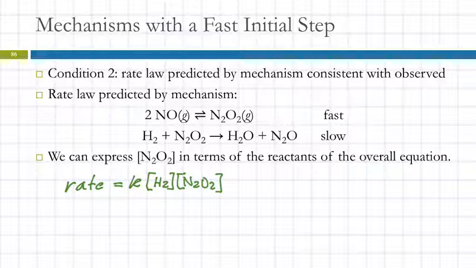It's an equilibrium, right? So what did we learn about equilibrium constants way, way long ago? The equilibrium constant for that is going to be the product concentrations divided by the reactant concentrations raised to the power of the coefficient. Actually, I'm going to write it up here. That'll make more sense. So for this first reaction that's in equilibrium, we can say that the equilibrium constant is equal to N2O2 divided by NO squared. You okay with that?